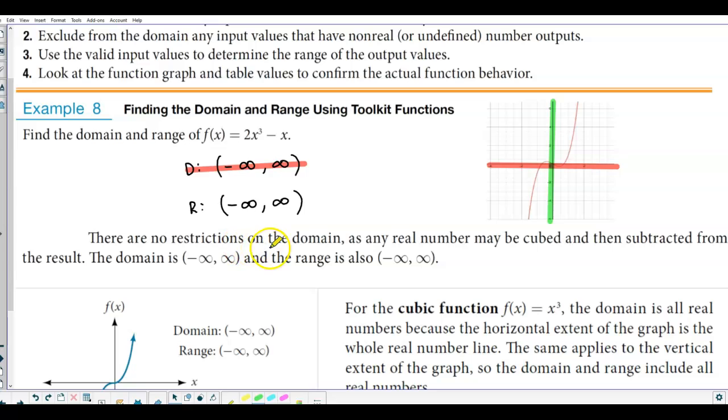So there are no restrictions on the domain, as any real number may be cubed and then subtracted from that result. So there's your domain and range.